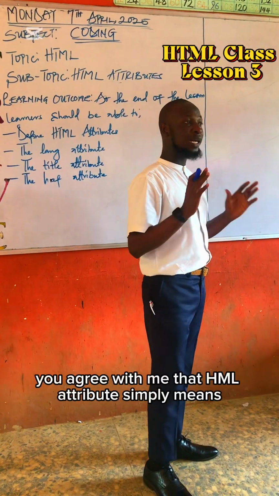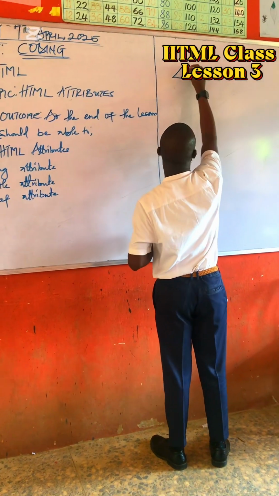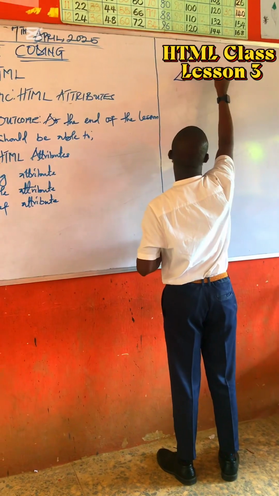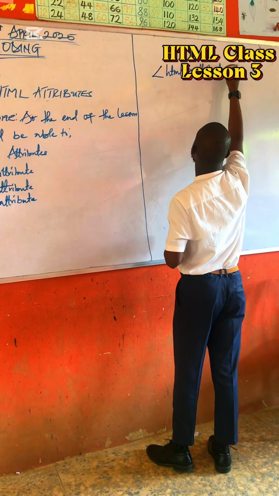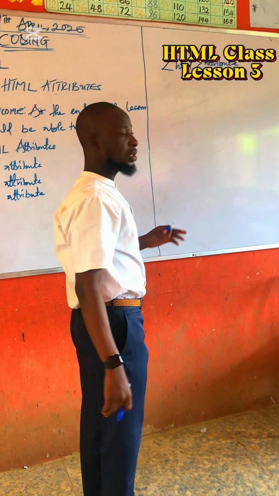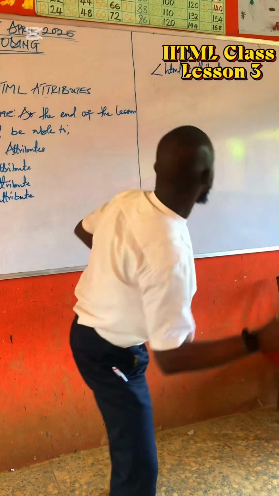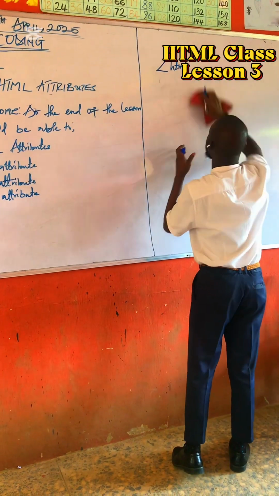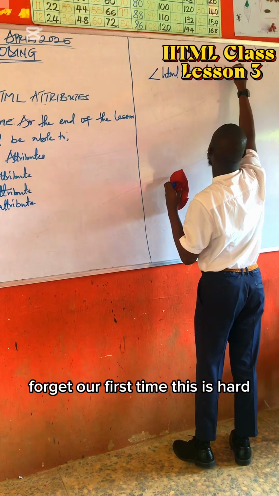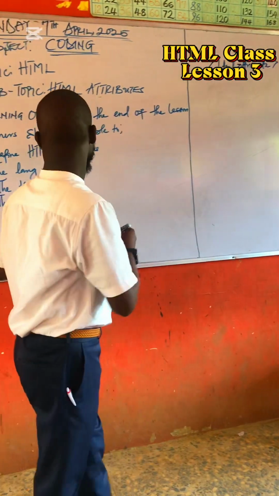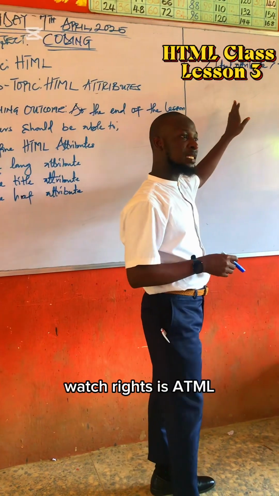In our last class, you will agree with me that HTML attributes simply means, for example, open tag, HTML, close tag. This is attributes. Or preferably, should we put it inside the tag? Okay, let's put it inside the tag to define the attributes. HTML attributes. Don't forget our close tag. This is tag. So this HTML attribute is telling us that the language we want to write is HTML.